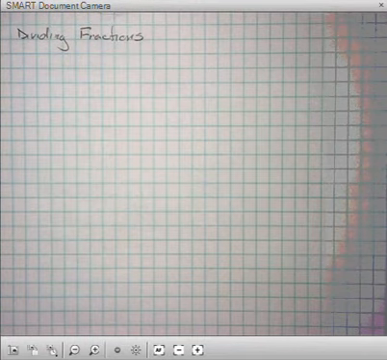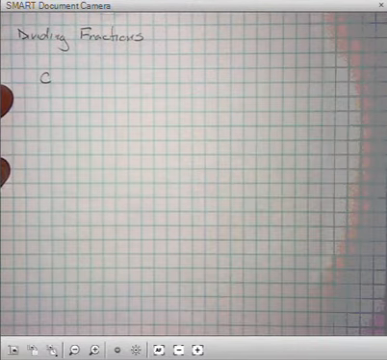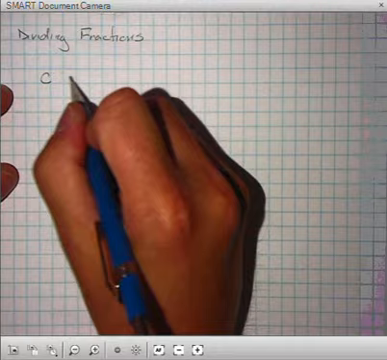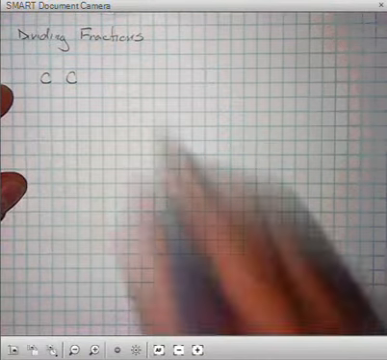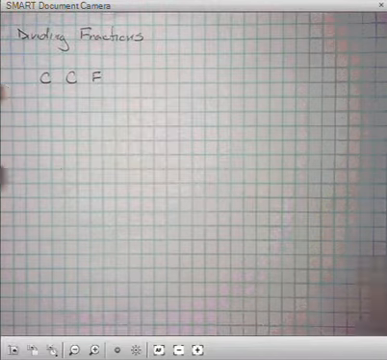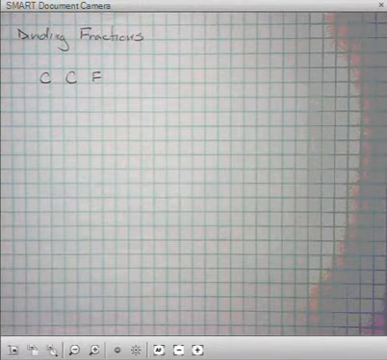So in order to divide fractions, we are going to copy the first fraction, change your sign from division to multiplication, and then flip your second fraction. Let's look at a few examples.